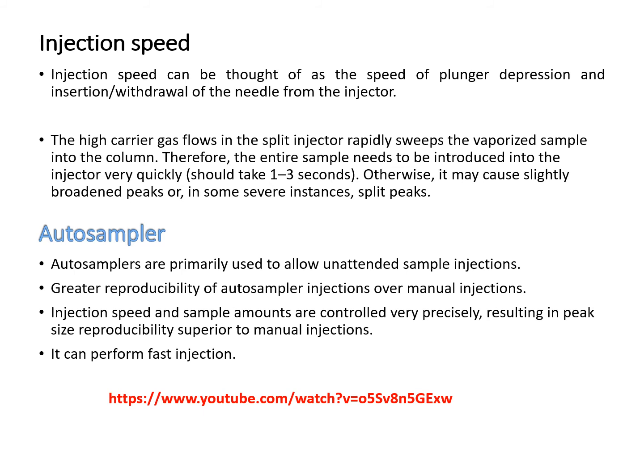As for the autosampler, it is primarily used to allow unattended sample injection. There is greater reproducibility of autosampler injection over manual injection. Injection speed and sample amounts are controlled very precisely, resulting in peak size reproducibility superior to manual injection, and it can be a fast injection as well.